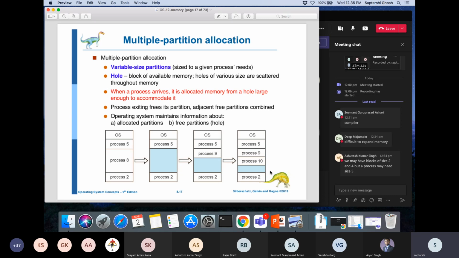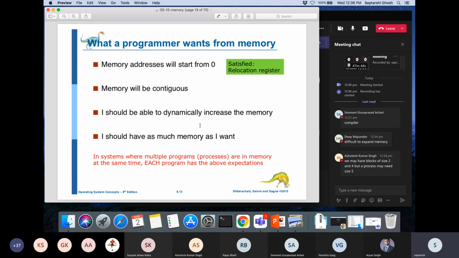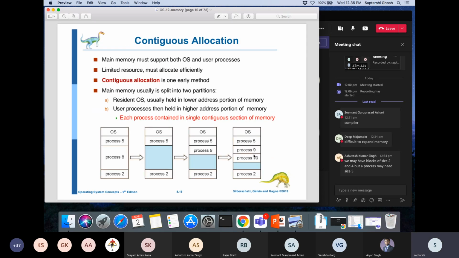Remember, if we go back one more slide, this is what we were telling about what the programmer wants from the memory. Yes, the programmer wants the memory to be contiguous, but this point is also there, that I should be able to dynamically increase the memory. So now think about it. Say in this picture, process 5 says, I want to increase memory. It's not impossible, but it's very difficult to give 5 some extra memory because there is no hole around it.